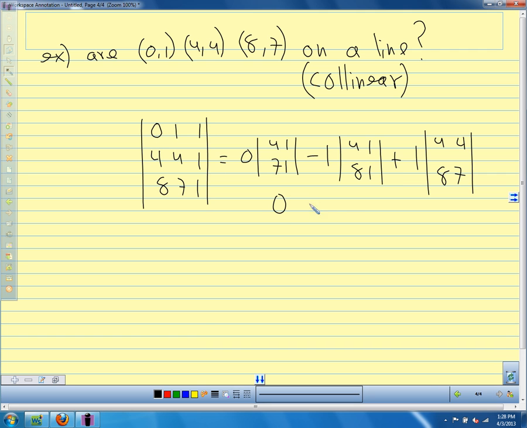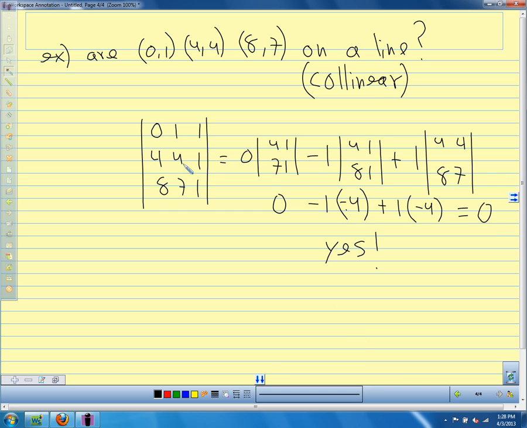Well, this is just 0. Minus 1 times the determinant here. 4 times 1 is 4. Minus 8 is negative 4. Plus 1 times 4 times 7 is 28. Minus 4 times 8 is 32, which is minus 4. So I get a plus 4 minus 4 equals 0. So my answer would be yes. Those points are on the same line.